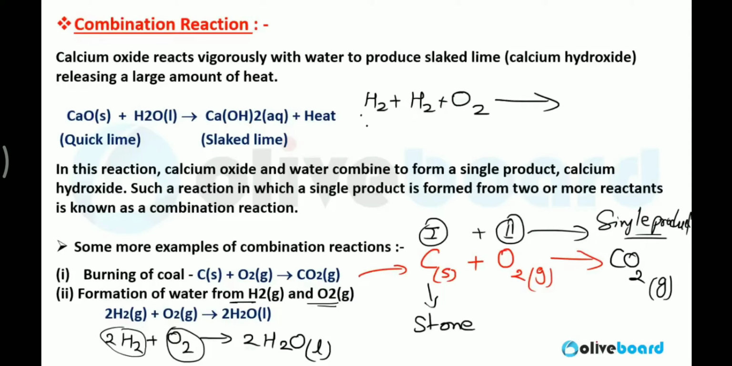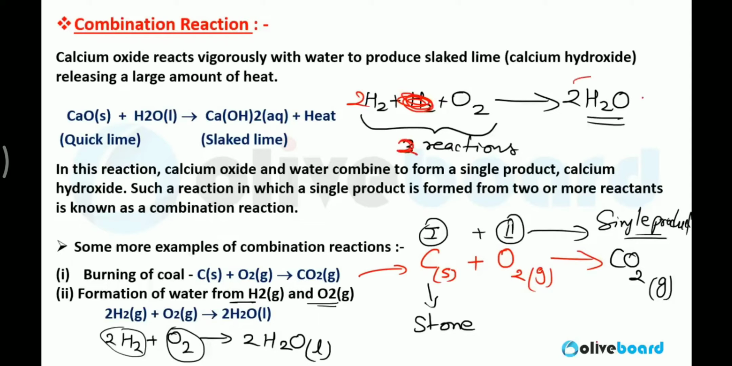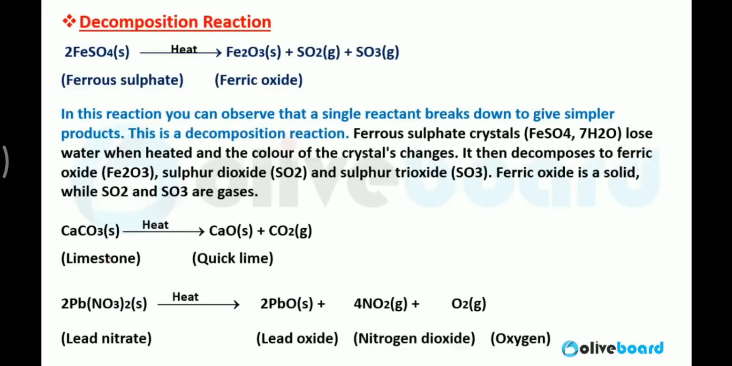These three reactants are combining together and forming a single product of water molecule, 2H2O, which means there are two water molecules, but the product is single. You can say there are two reactants and only a single product is formed. Clear? So this kind of reaction is called a combination reaction. Now decomposition reaction. Again from the name itself.